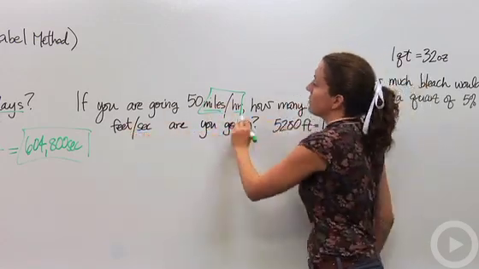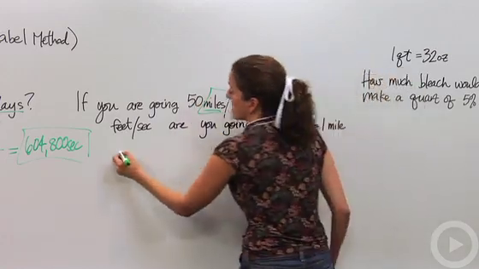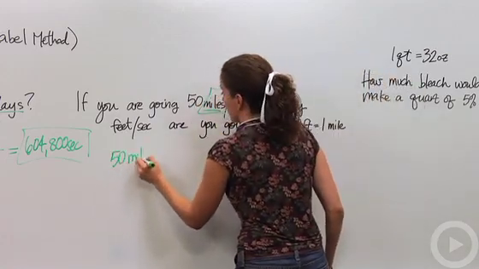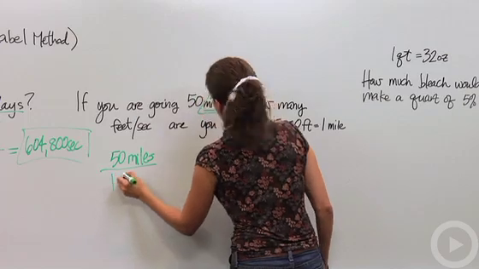Okay, so the first thing we're going to do is write down our given. We're going to write down 50 miles per 1 hour.